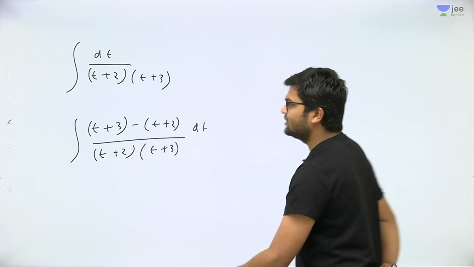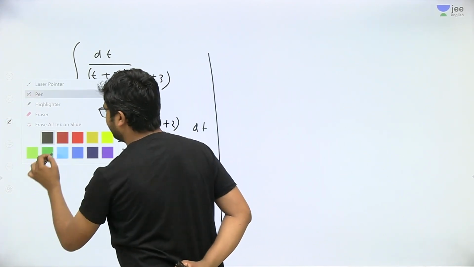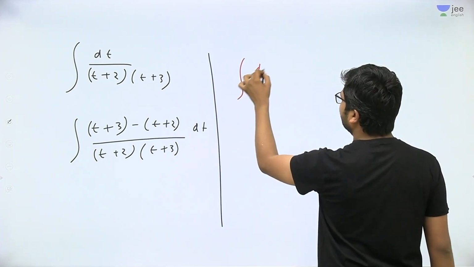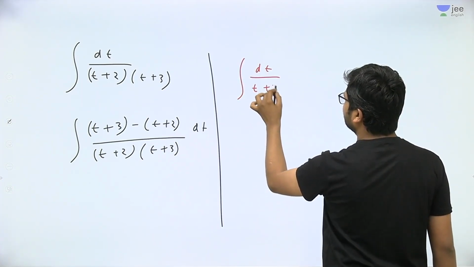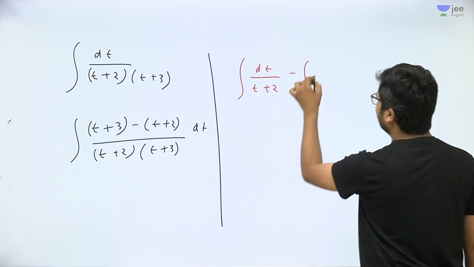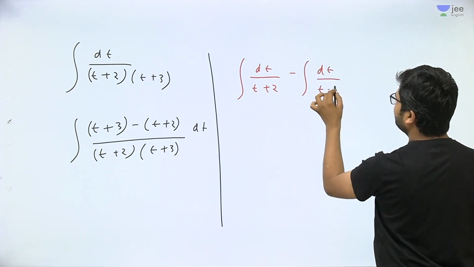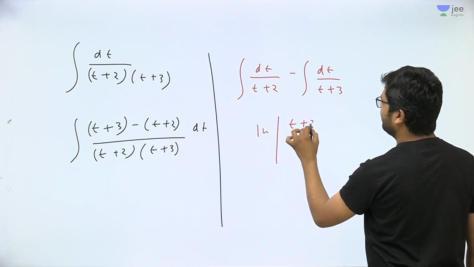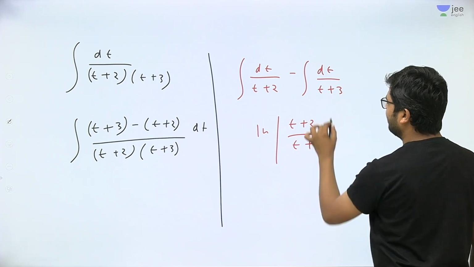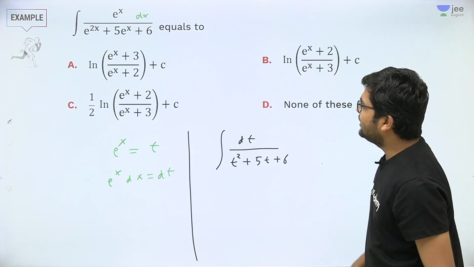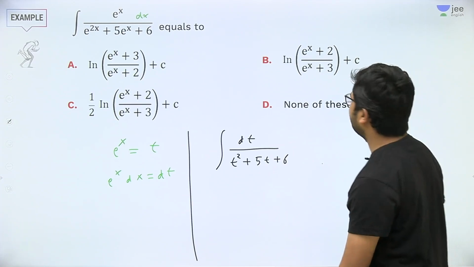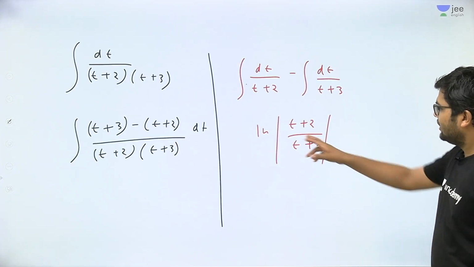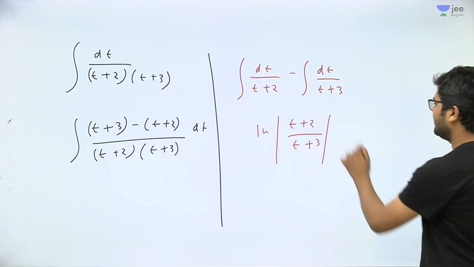Now separate it, the answer has come. Once you separate it, t plus 3 gets cancelled. So it will become integral of dt upon t plus 2 minus integral of dt upon t plus 3. So this will be ln of (t plus 2) upon (t plus 3). Now what I have assumed, t is e raised to the power x, so the answer has come out to be ln of (e raised to power x plus 2) upon (e raised to power x plus 3) plus c.